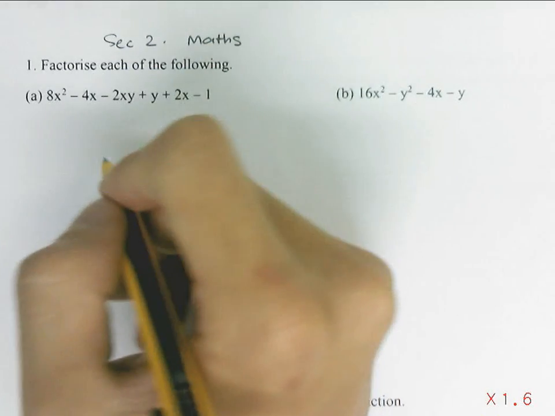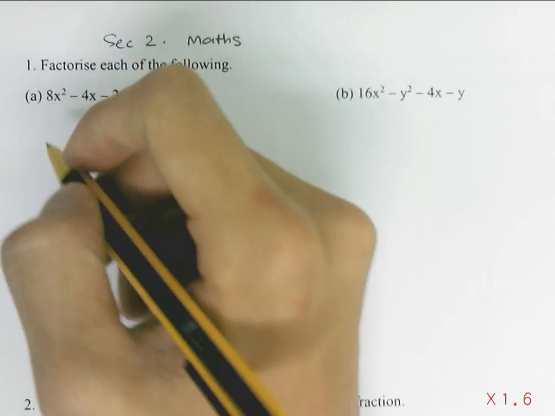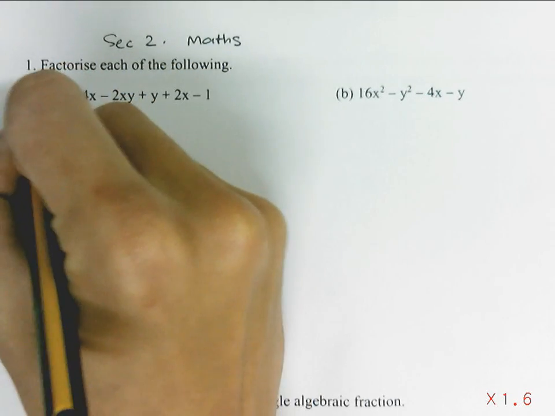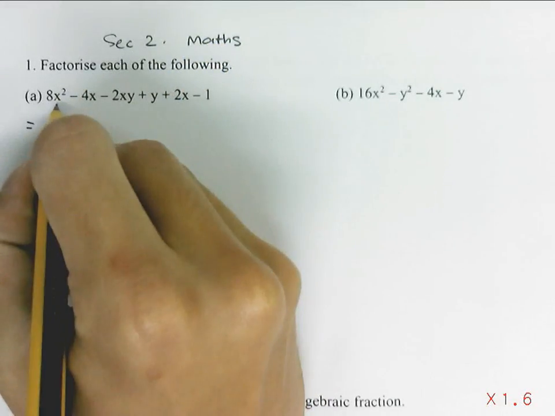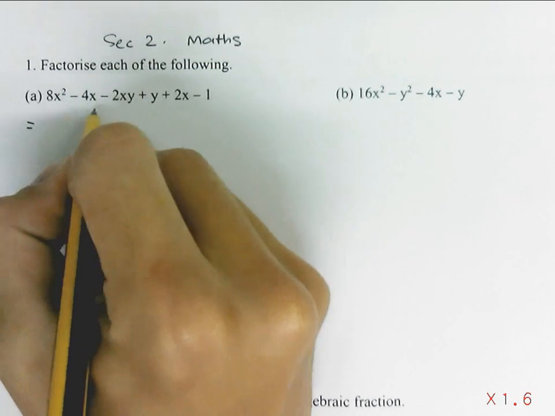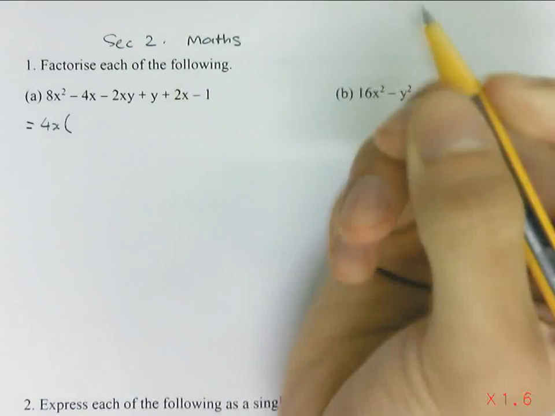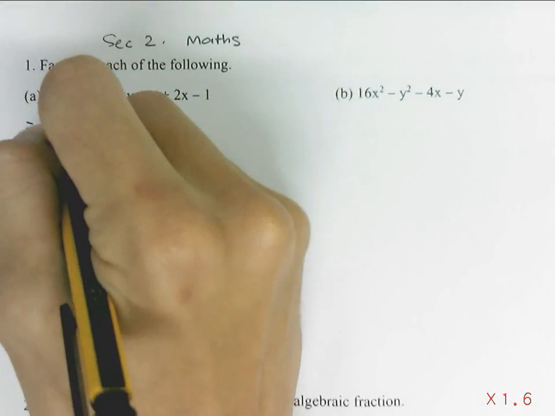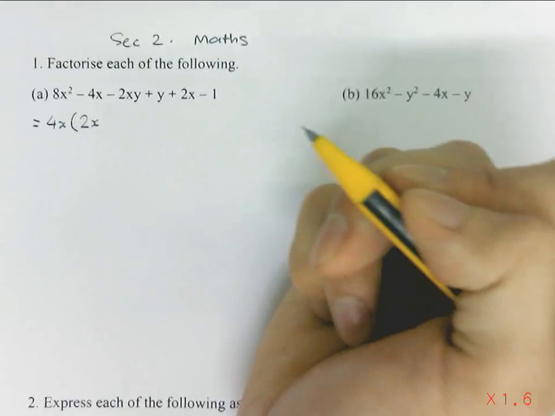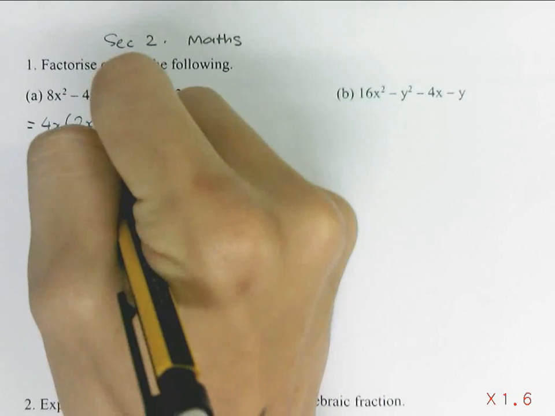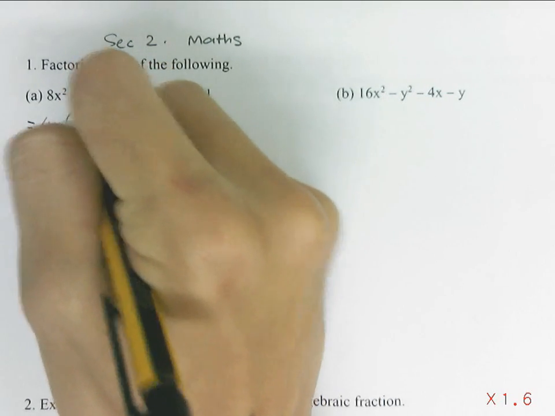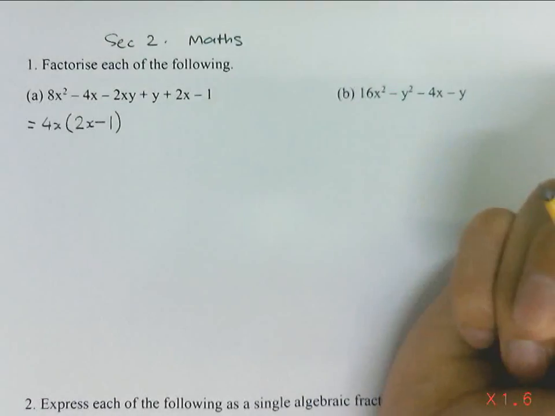First of all, we notice that 8 and 4 have a common factor of 4, as well as x. Since this is x squared, this is x, so we can just take out 4x. So this will leave behind a 2x. And the second term will leave behind a 1. So following the sign minus, so I have a 2x minus 1.